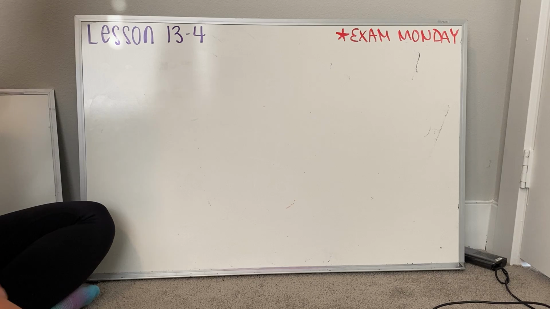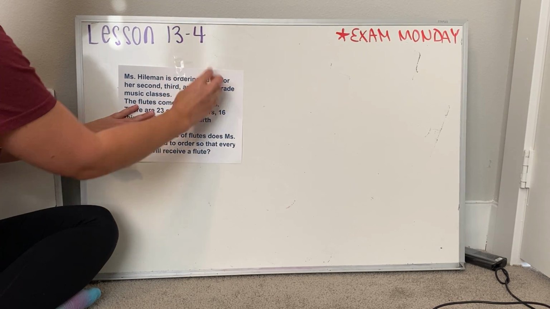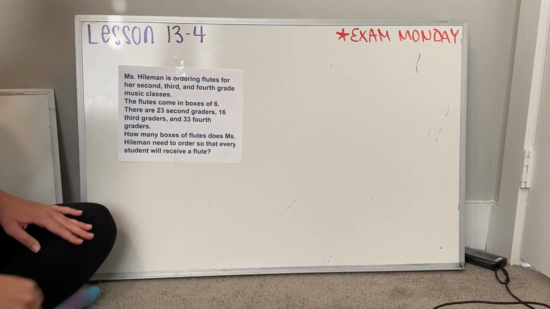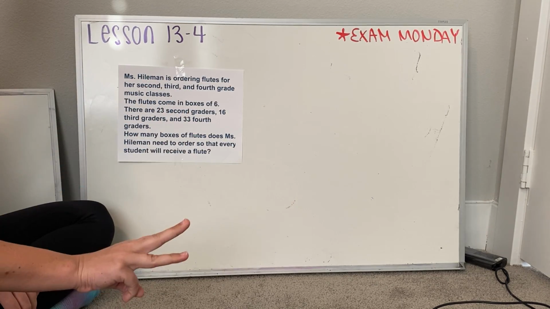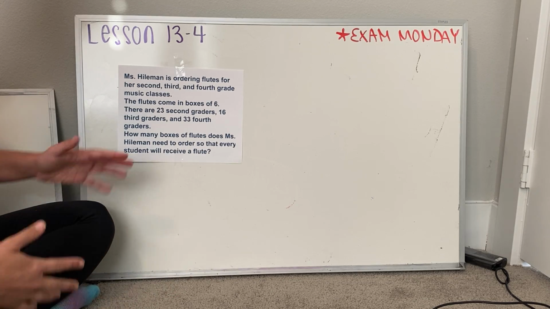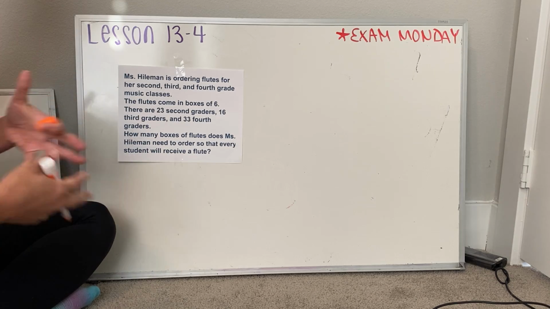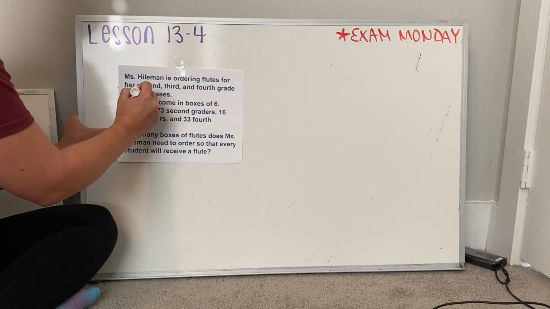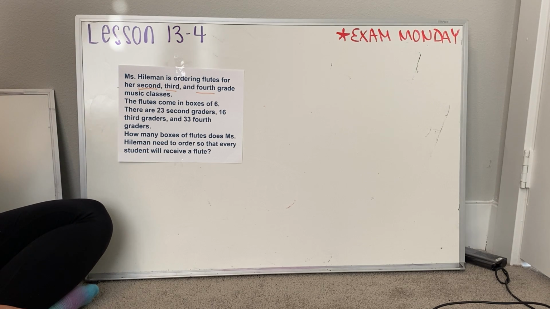All right, this one's about Miss Heilman. I know you all miss music. So Miss Heilman is ordering flutes for her 2nd, 3rd, and 4th grade class. So right away I'm like, okay, there are 3 different classes. And again, underlining, circling things within the problem is always really helpful. So for her 2nd, 3rd, and 4th grade class, the flutes come in boxes of 6.